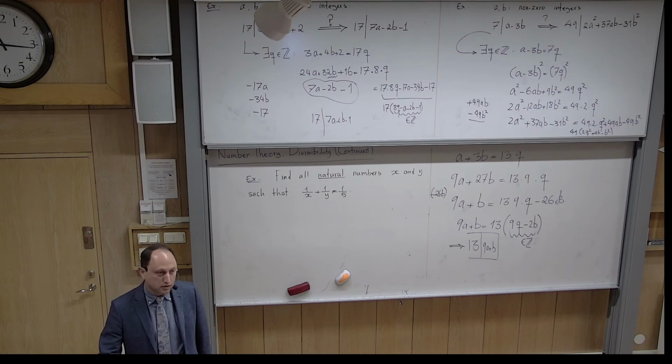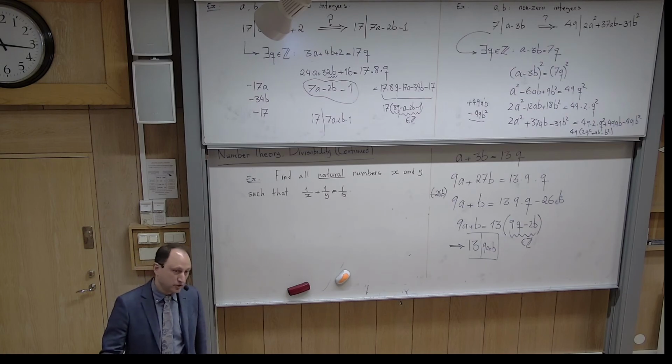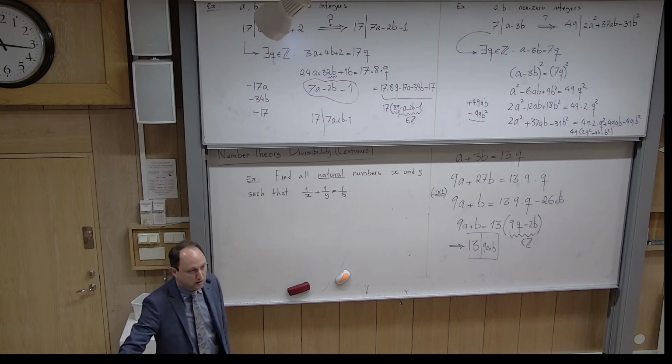X and Y are natural, so it means, yes, they can be. But in this case, that's a good question. Can you answer that? In this particular case, can X and Y be the same numbers? Yes or no?